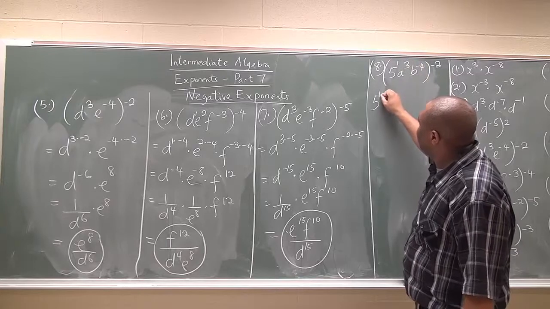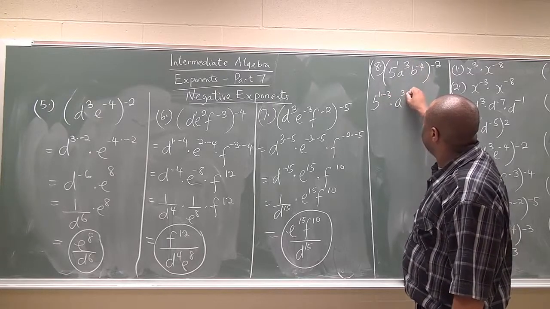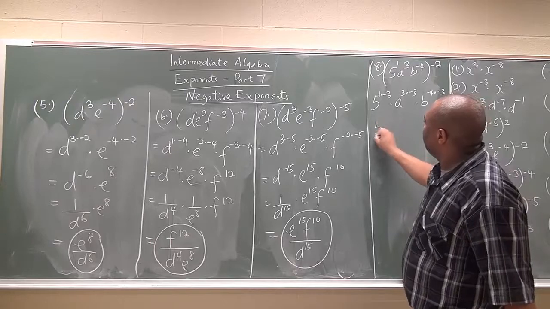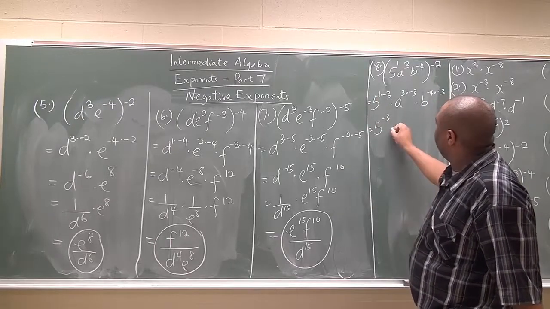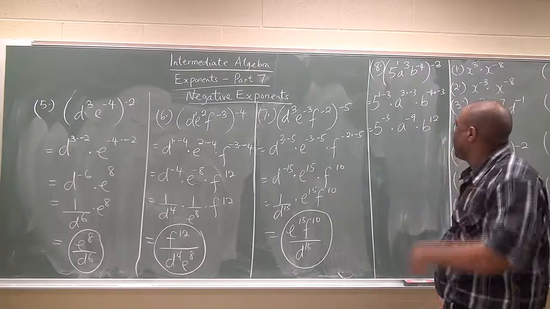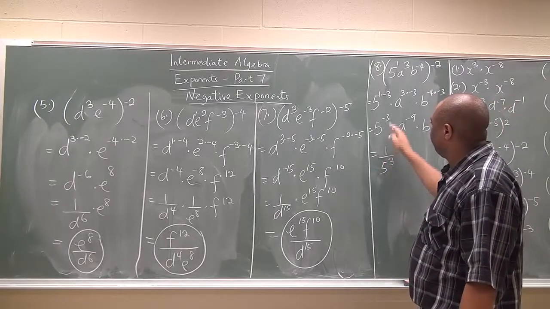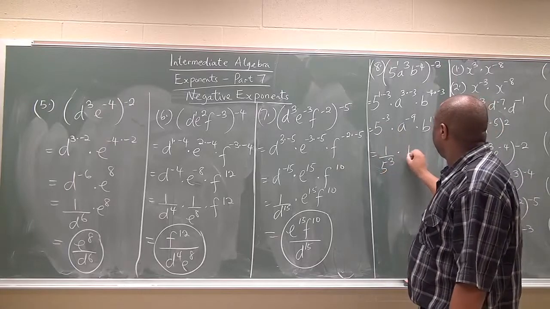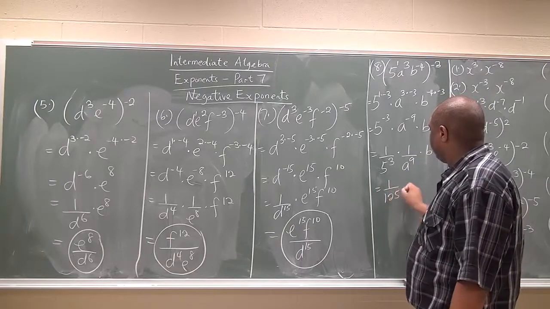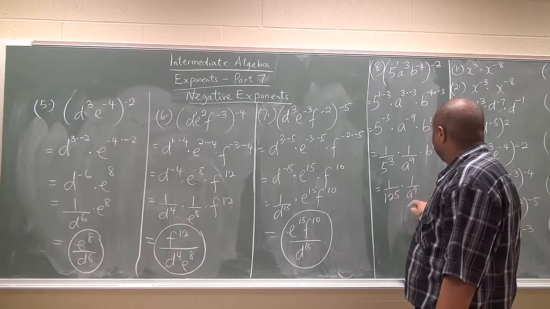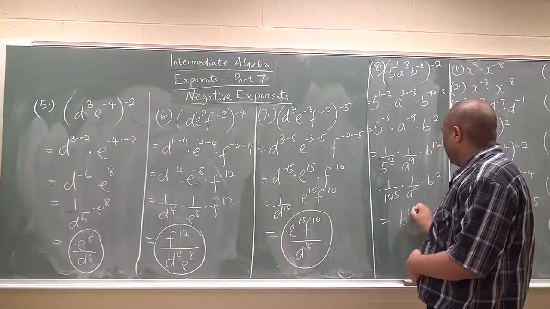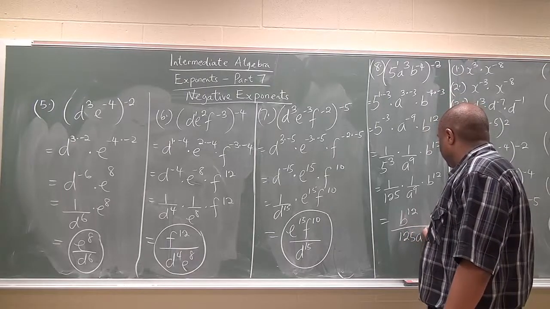Okay, this means 1. 1 times negative 3, a to the 3 times negative 3, b to the negative 4 times negative 3. So this is 5 to the negative 3 times a to the negative 9 times b to the 12th. And this will be 1 over 5 cubed. Remember, 1 over 5 to the 3rd times 1 over a to the 9th times b to the 12th. So this is 1 over 125 times 1 over a to the 9 times b to the 12th. So now you can associate. So this will be b to the 12th over 125 a to the 9th.